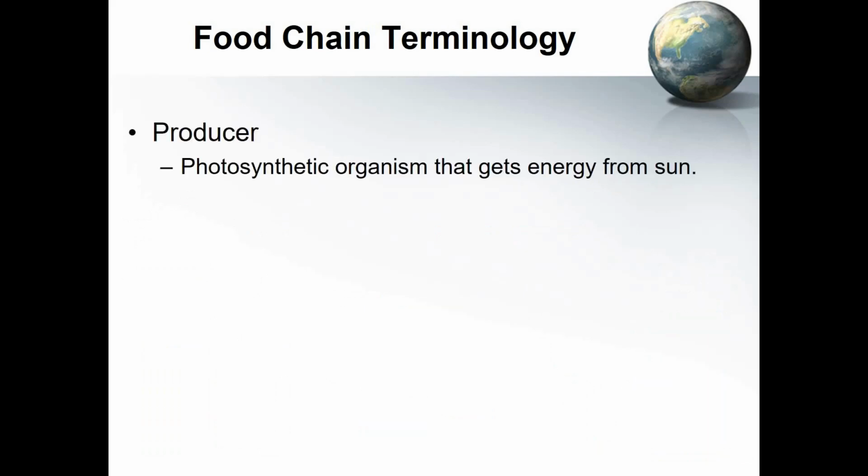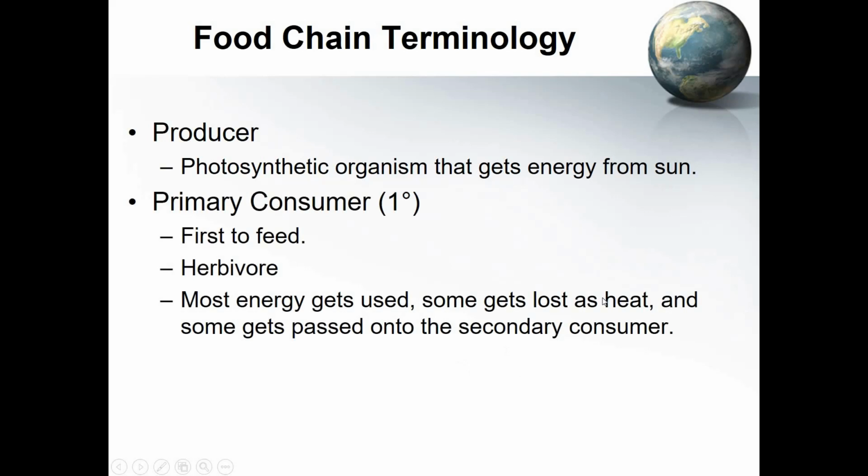Now let's look at the terminology of the food chain. Producer, photosynthetic organism that gets energy from the sun. Next one, we've got the primary consumer. That is the first degree consumer. They are the first to feed. Because the first one we've got what? The plants. Secondly, what do we call them? We call them herbivores.